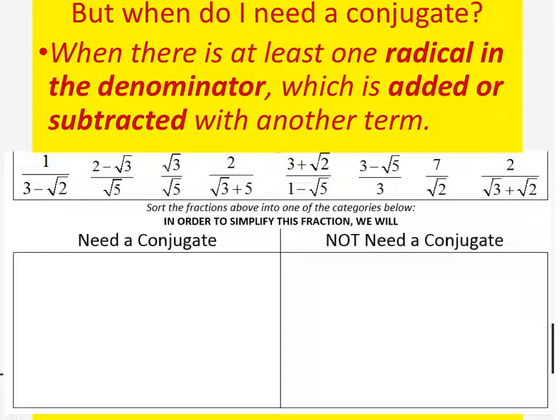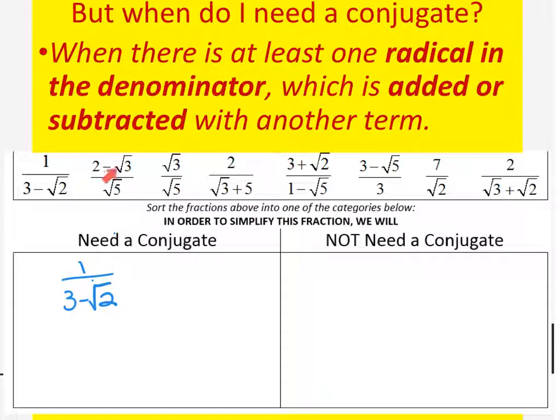Go ahead and look at all of these terms that I have up here. We're going to put them in categories. Either it needs a conjugate or it doesn't need a conjugate. So let's take a look at 1 over 3 minus the square root of 2. Well, does it need a conjugate? Of course it does, because it has 1 over 3 minus the square root of 2. So we would put it here in the category, you need a conjugate. Let's take a look at the next one.